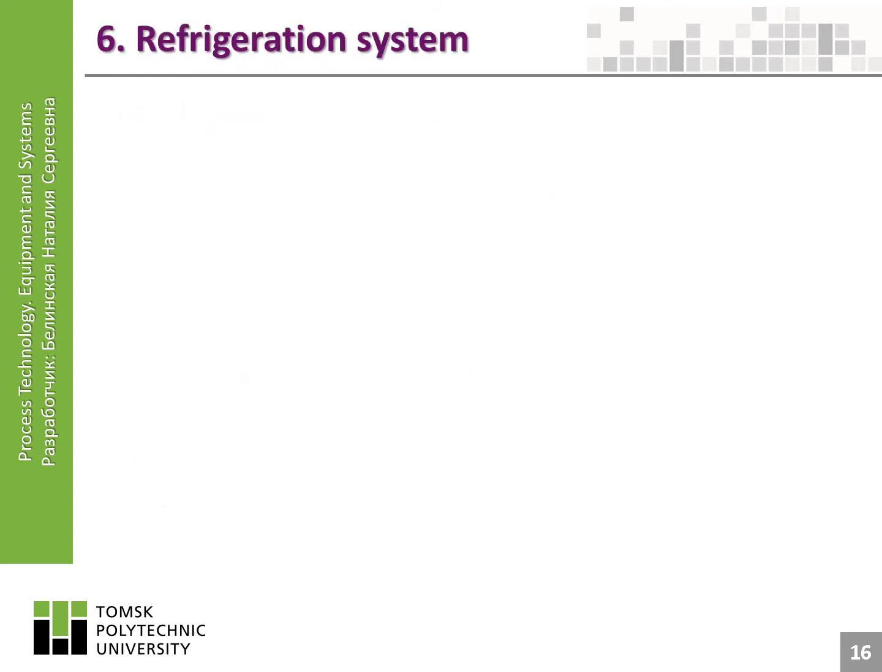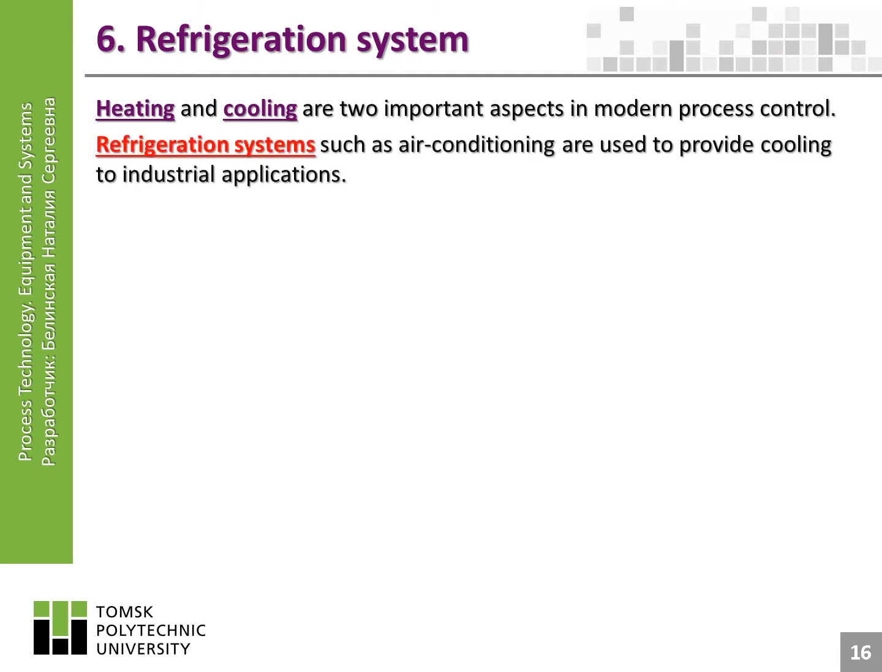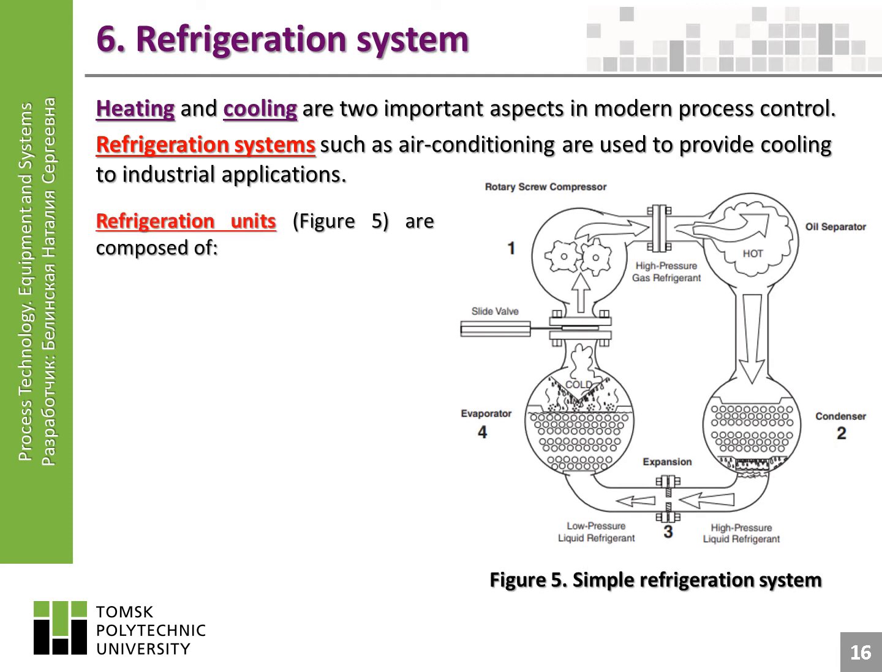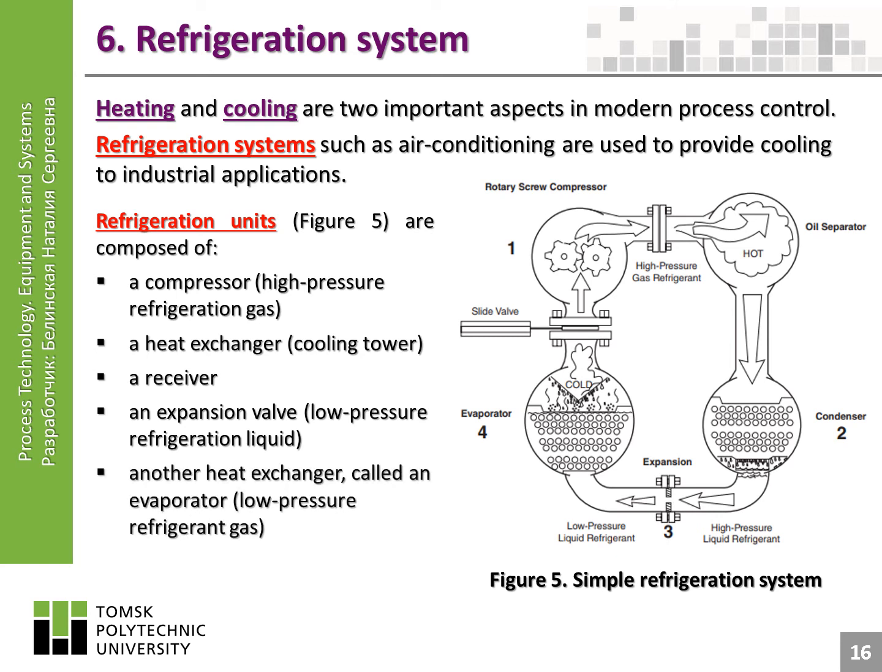Refrigeration system. Heating and cooling are two important aspects in modern process control. Refrigeration systems such as air conditioning are used to provide cooling to industrial applications. Refrigeration units, Figure 5, are composed of a compressor, high-pressure refrigeration gas, a heat exchanger, cooling tower, a receiver, an expansion valve, low-pressure refrigeration liquid, another heat exchanger, called an evaporator, and low-pressure refrigerant gas.